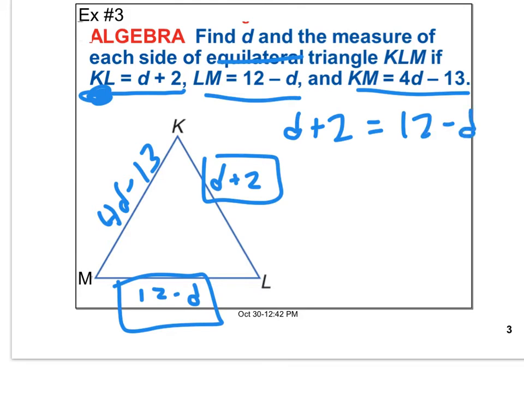Why did I pick those two and not use this side? I don't know, bigger numbers, that would be my only choice. So I need to solve this. Feel free to stop the video if you want to try it on your own. But you get rid of that minus D by adding it.